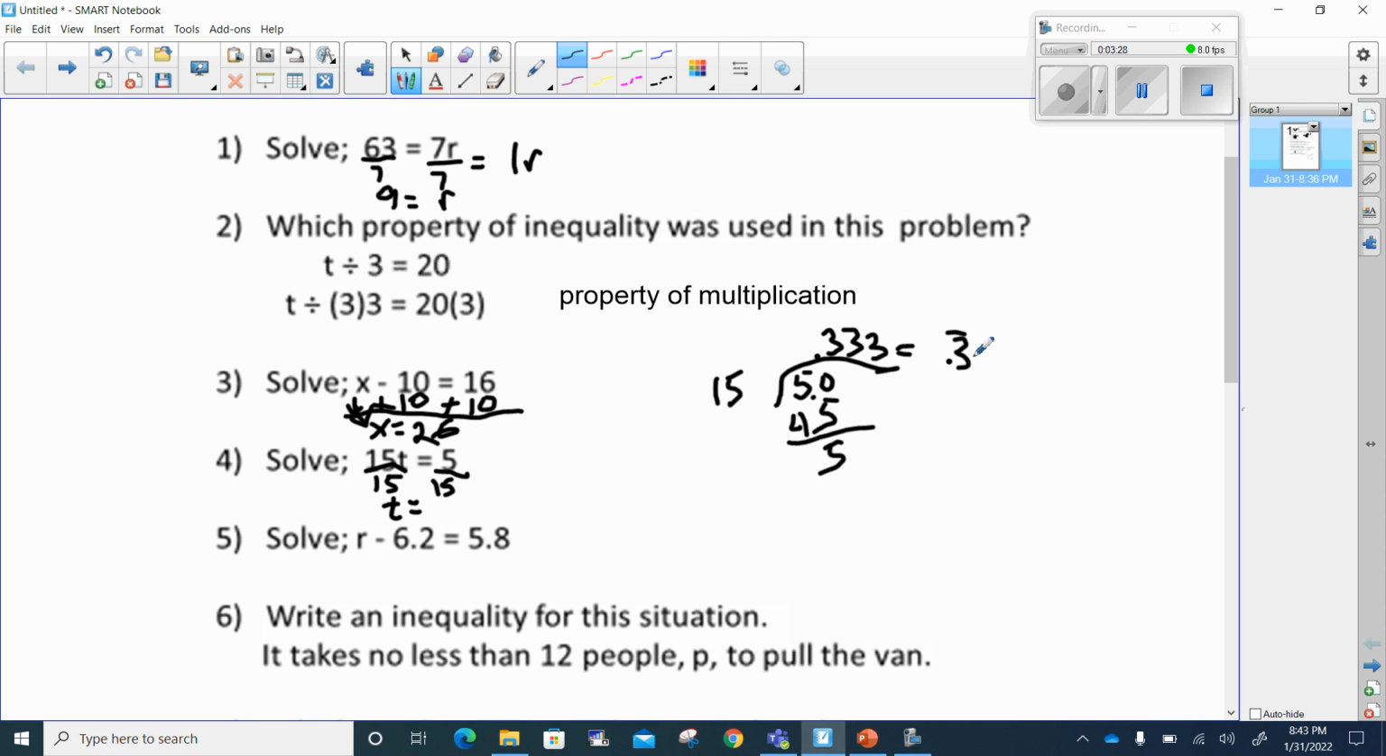And that means when I have the line over the 3 as a decimal, it means 3 will go on forever. So the answer to 4 is 0.3 repeating.